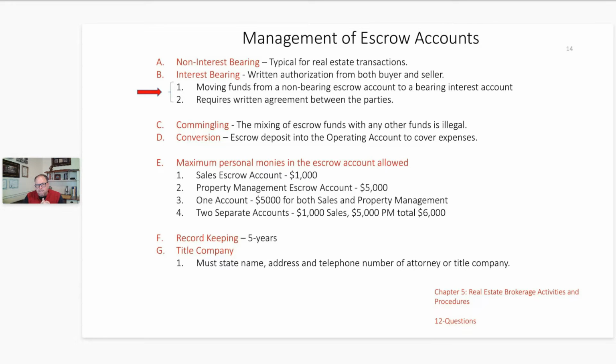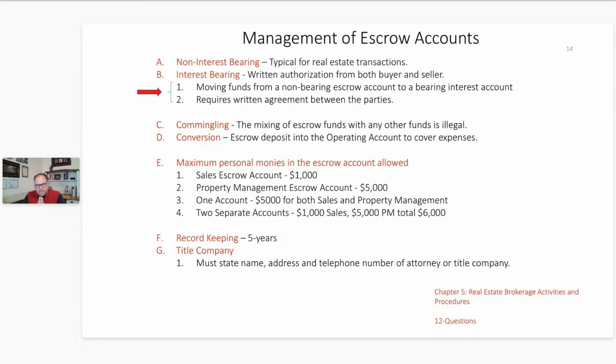Now, a couple terms you want to know. I'm just going to pick out the ones that are really important for the state exam. You want to know commingling and conversion. Commingling is mixing, right? Conversion is when you use it to cover expenses, for example. In the escrow account, for the sales escrow account, this is the broker's account, by the way. This is only for the broker.